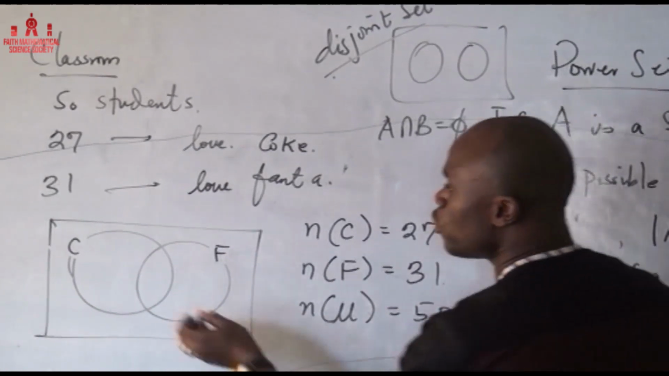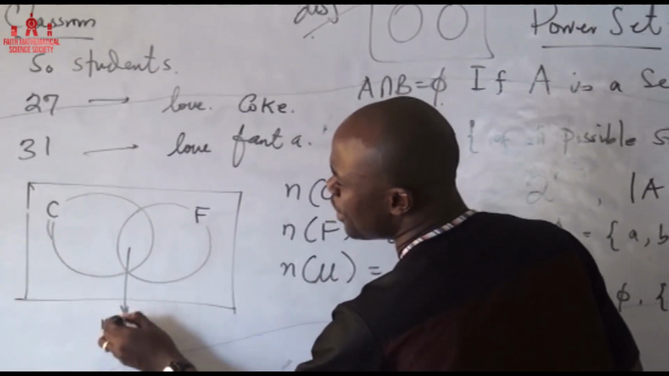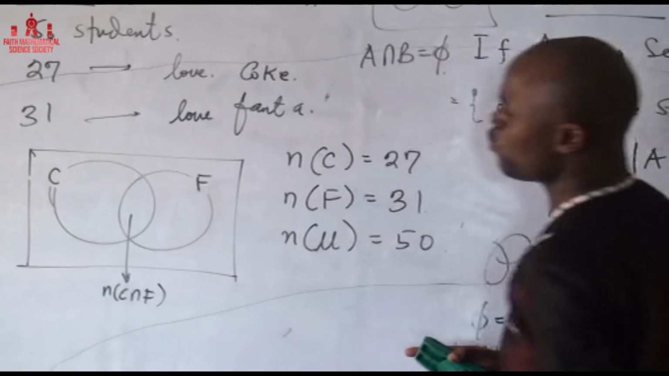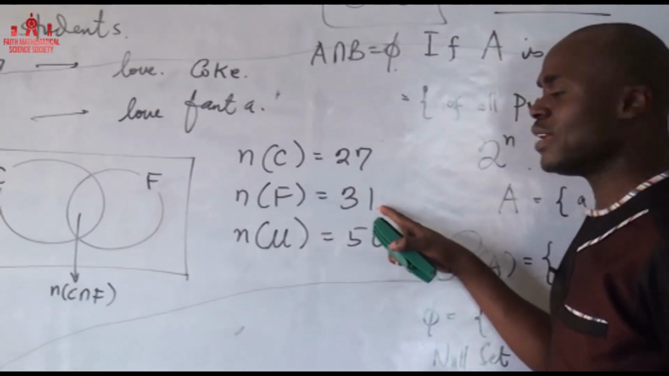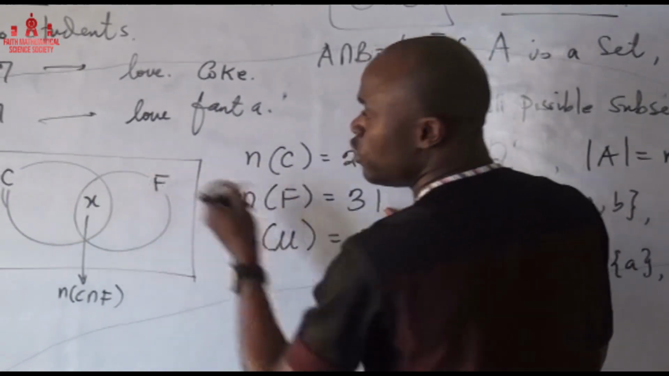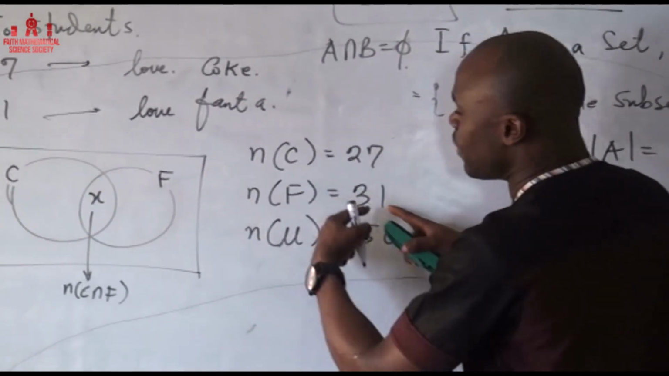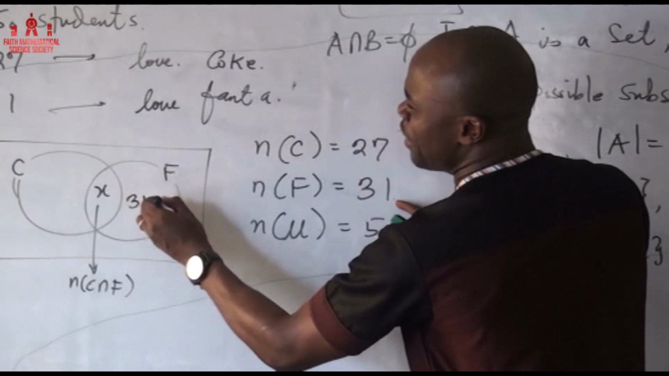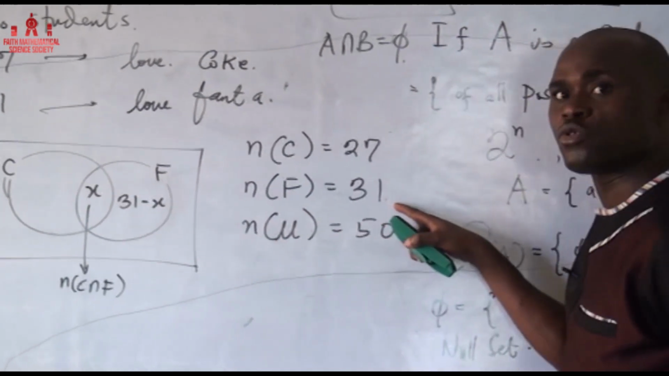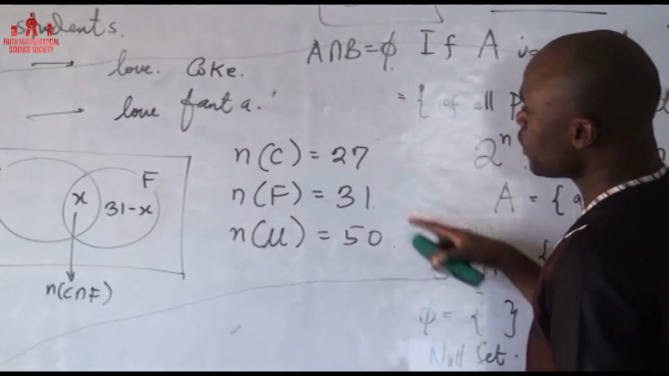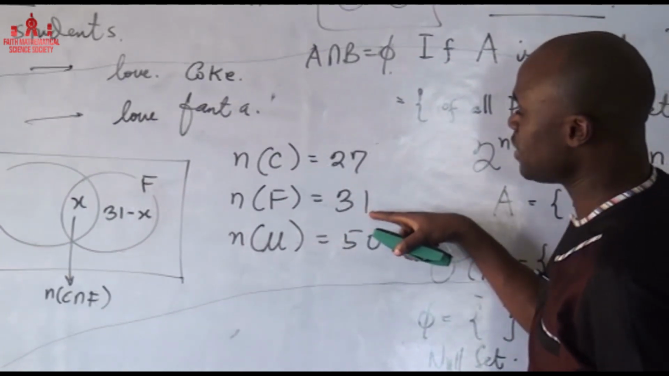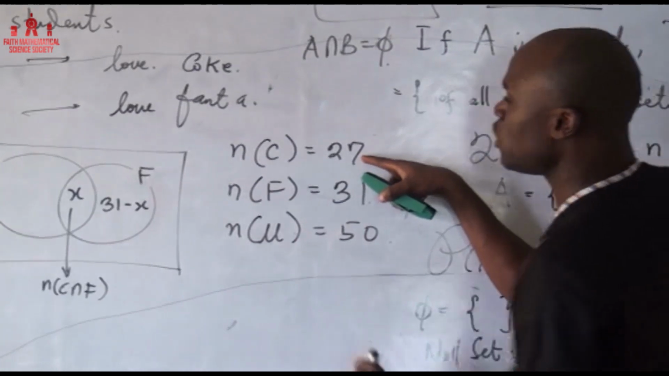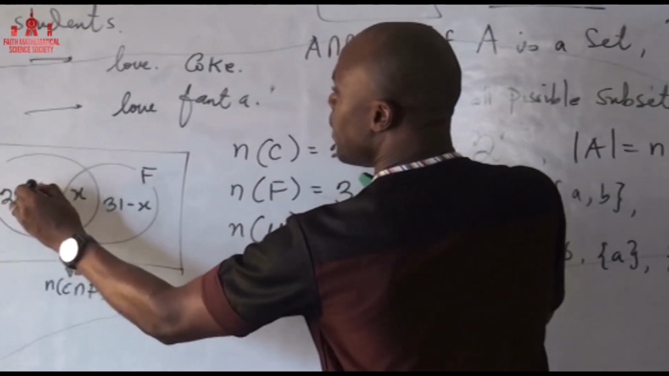First, we want to know what the elements are here, C intersection F. That is what we want to know. Since we don't know this, we put X there. Those who love Fanta is 31, so this will be 31 minus X, 31 minus those who love both. While this one is those who love Coke. Those who love Coke is 27, so this is going to be 27 minus X.